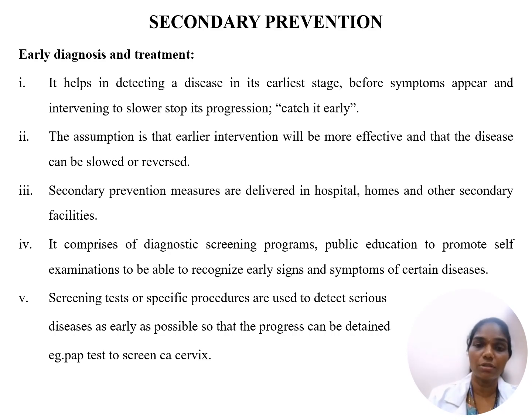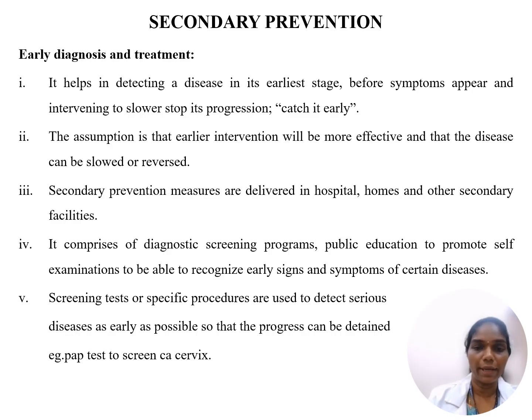Secondary prevention measures are delivered in the hospital, homes, or other secondary facilities. Primary prevention can be done in the community itself because we are going to prevent the disease. It can be done anywhere, in the home, in the community, anywhere. But in secondary prevention, they get some disease, so they come to the hospital. We can do it only there, only in the hospitals.